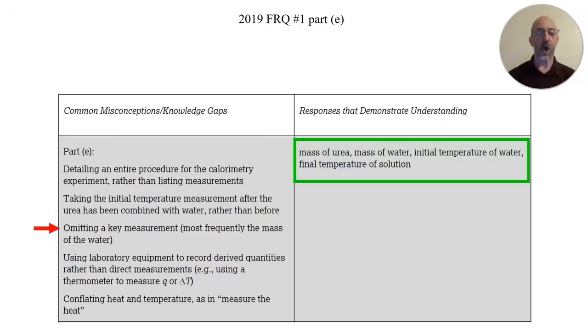They would often omit the mass of the water. They just said the mass of the solid and nothing else as far as the mass. They would use laboratory equipment to record derived quantities such as delta T. You can't measure delta T. You can't measure Q. So you can measure initial and final temperature, and you can measure the mass. And they were confusing heat and temperature. So they would say measure the heat instead of measure the temperature.